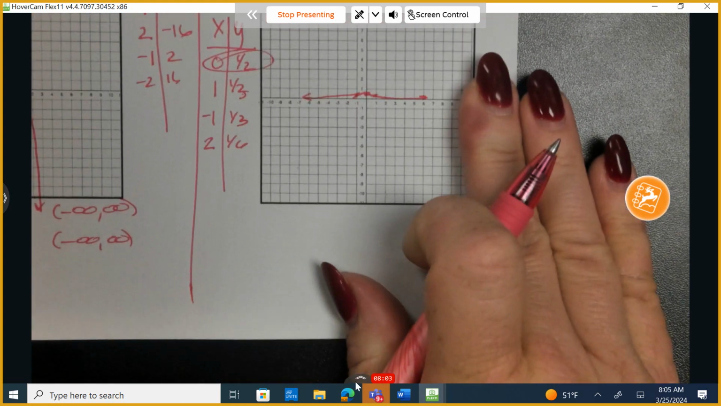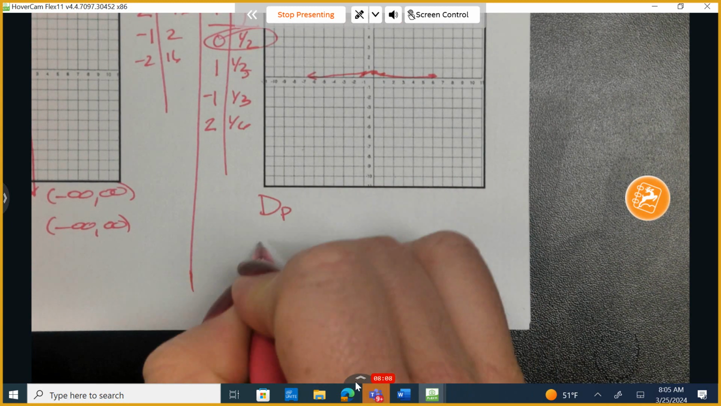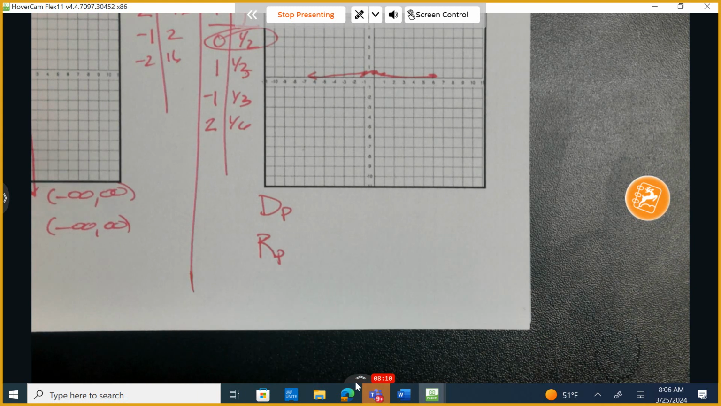A little bit trickier. Okay, with people in your groups, please go ahead and identify the domain and range of this function. I should hear talking within every group.